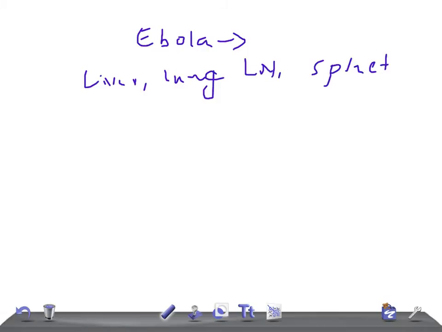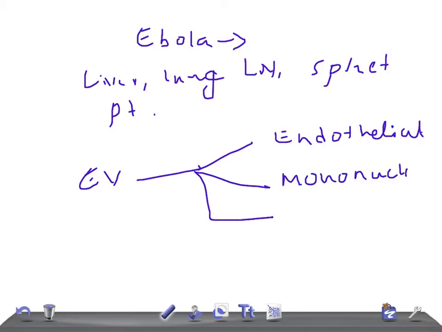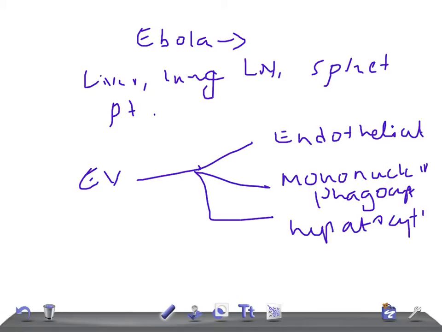This Ebola virus, let me write EV, has an affinity to three important cells. One is the endothelial cells. Second, we have the mononuclear phagocytes. And another one is hepatocytes. They love to attack these cells. Now let me explain with a diagram.